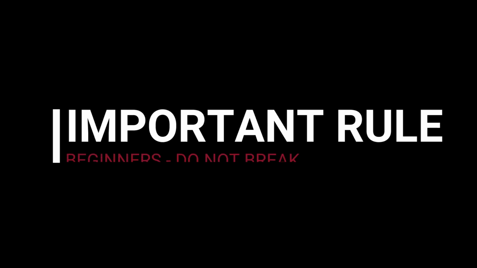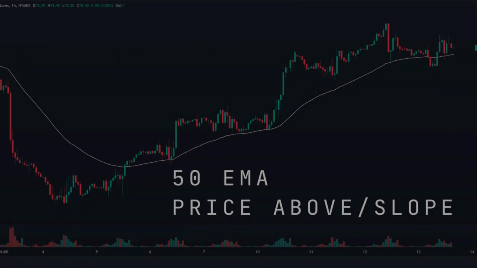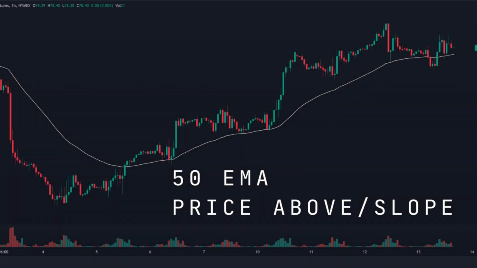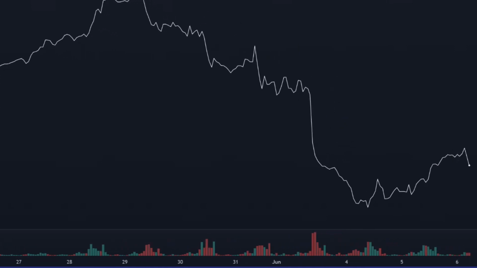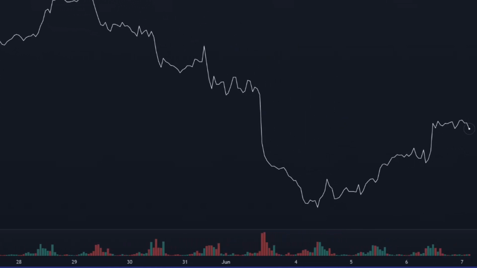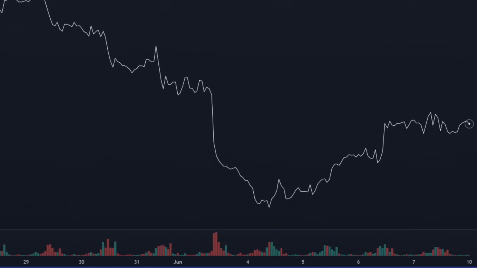Now, the most important rule, especially when you're starting out, is trade in the direction of the trend. So we want to see the price trading above the 50-period EMA on the higher time frame, and that's going to indicate an uptrend. Now, higher highs and higher lows on the chart will also confirm an uptrend is in place. That's a price action way of determining the trend.